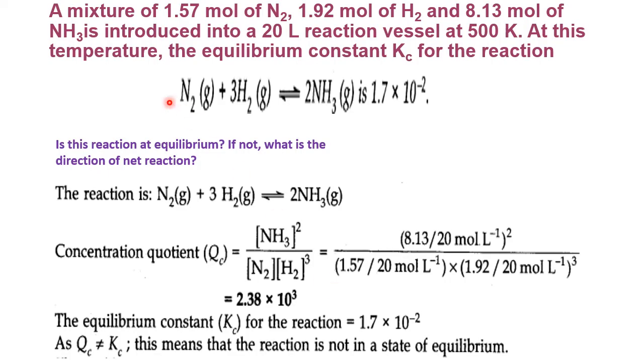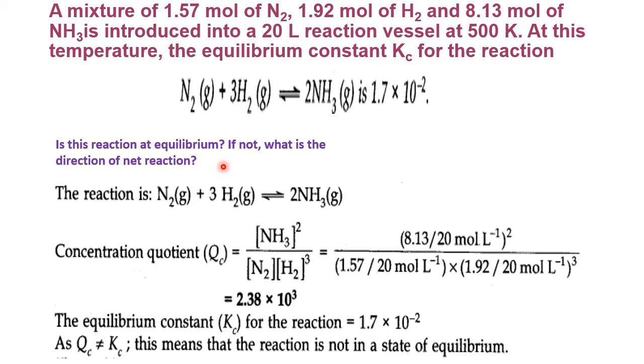Now, a mixture of 1.5 mole of N2, 1.92 mole of H2, and 8.13 mole of NH3 is introduced into a 20 liter reaction vessel at 500 Kelvin. At this temperature, the equilibrium constant Kc for the reaction is 1.7 into 10 to the power minus 2. Is this reaction at equilibrium? If not, what is the direction of the net reaction? For this, we have to use the knowledge of what?